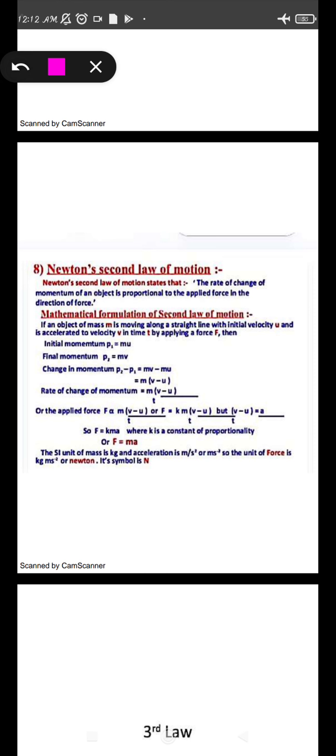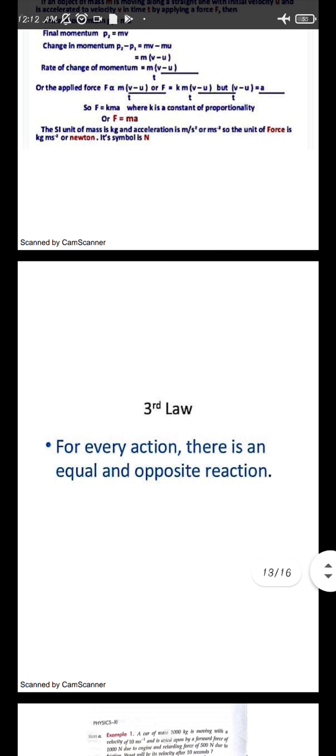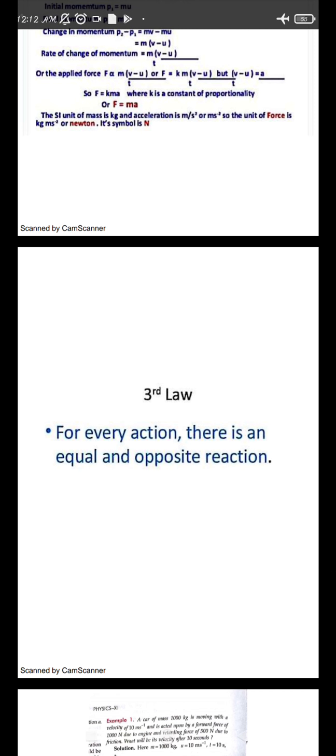So these were Newton's first and second laws, and here we are going to see the third law: for every action there is an equal and opposite reaction. You may know this well, because whenever you bounce a ball off a wall, the ball comes back with the same velocity. Whenever you apply a force on any object, that object applies a force on us with equal magnitude but in a different direction.